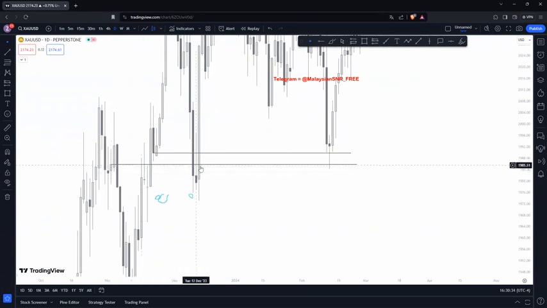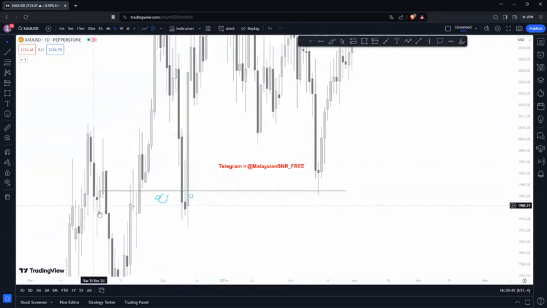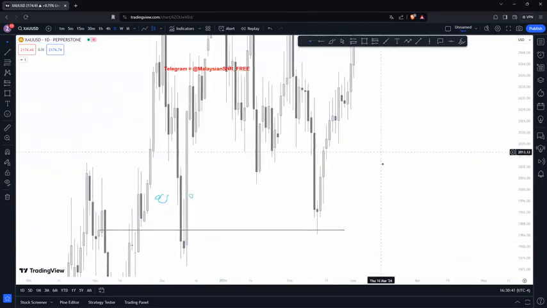We used it once, twice. This is the third time. Now, this one is a QM, also used it here. Now, which one do you keep? You keep the lower one, okay? You keep the lower one. So just delete this one. I know that is the level that started this swing buy.